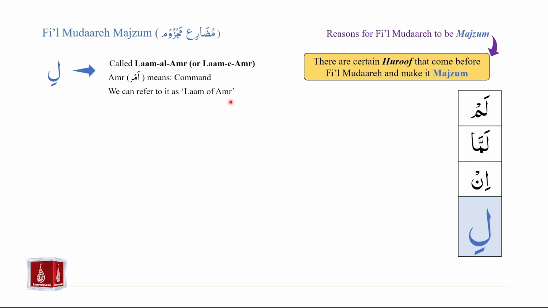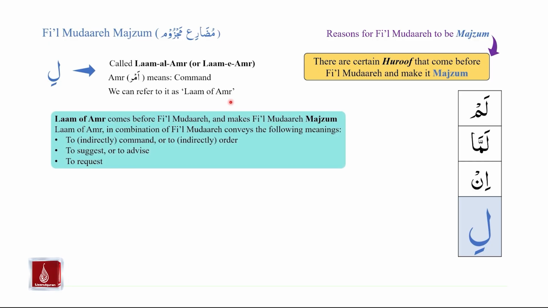Please note the following about the lam of Amr. Lam of Amr comes before fi'il mudare and it makes fi'il mudare majzoom. Lam of Amr in combination with fi'il mudare conveys the following meanings. Lam of Amr is used to indirectly command or indirectly order. Lam of Amr is used to suggest or to advise, and Lam of Amr can also be used to request.